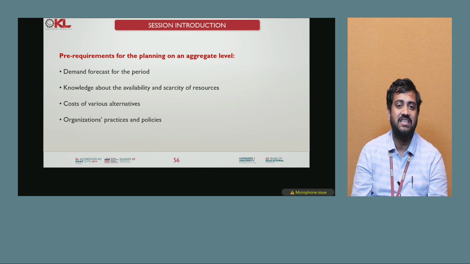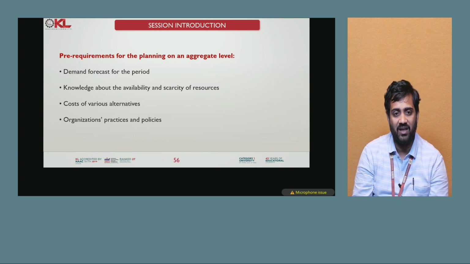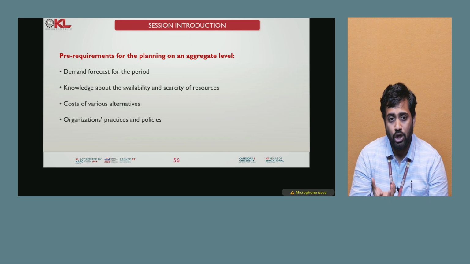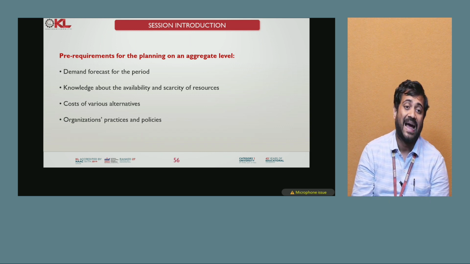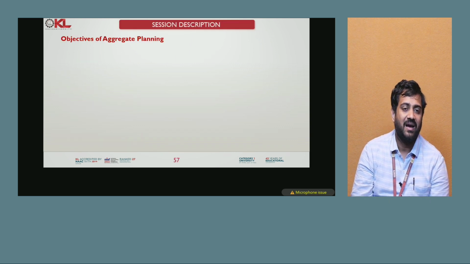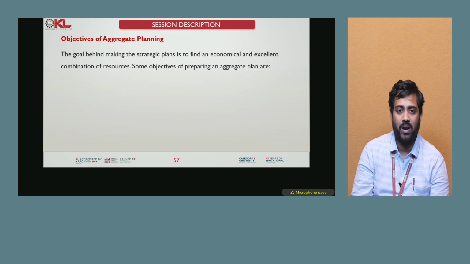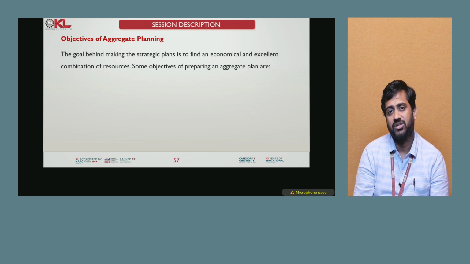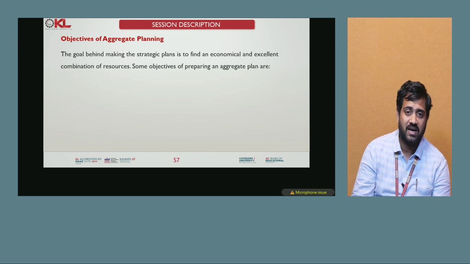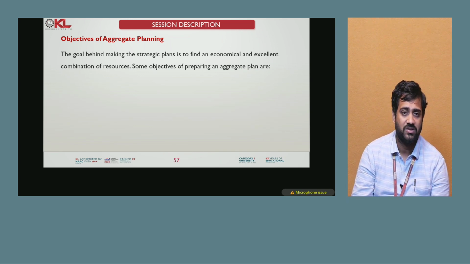For every organization there will be a policy; to meet the goal they will follow some policies. You should know about their policies and practices. And coming to the objectives of aggregate planning, the goal behind making strategic plans is to find an economical and excellent combination of resources. There are some objectives. Let us discuss what the objectives of preparing an aggregate plan are.